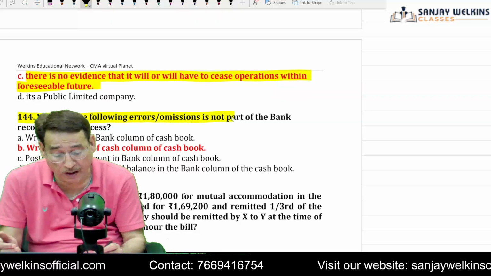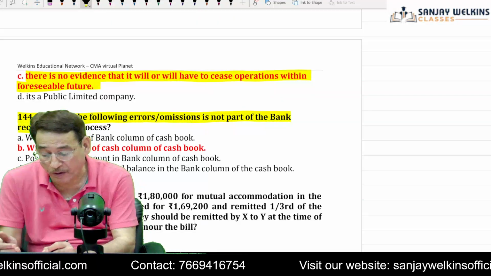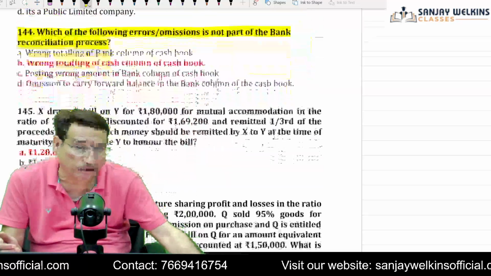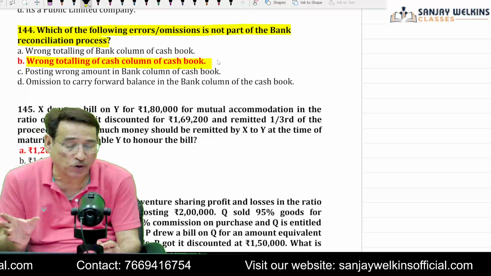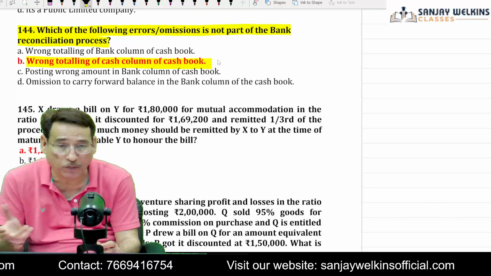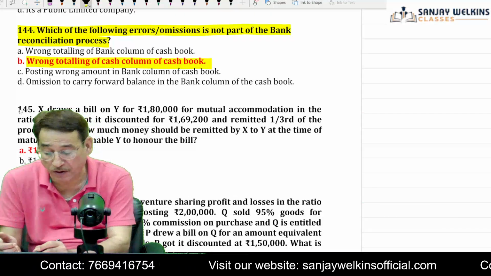Which of the following error or omission is not part of the bank reconciliation process? Wrong totaling of the cash column of the cash book, correct? So it will not be considered for the reconciliation process.